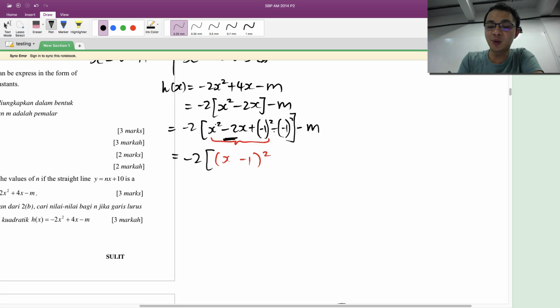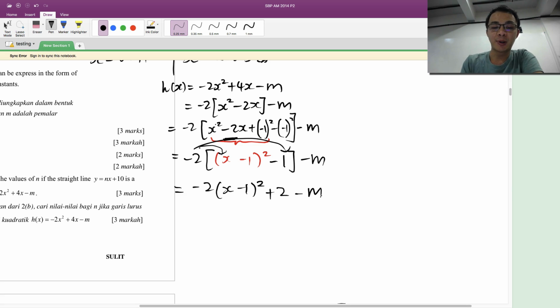Alright, then this one negative 1 and then minus m. Then the last step, you should multiply negative 2 into the first one and the second one. Okay, so this one should be x minus 1 squared, minus 2, plus 2 minus m. Alright, this is my h(x).